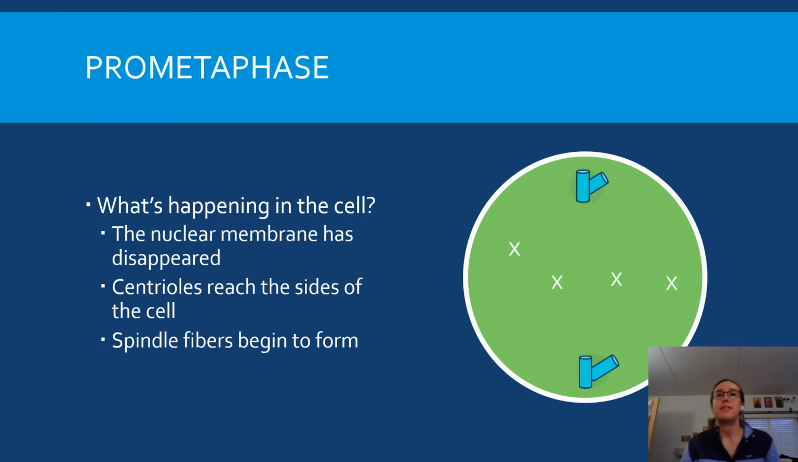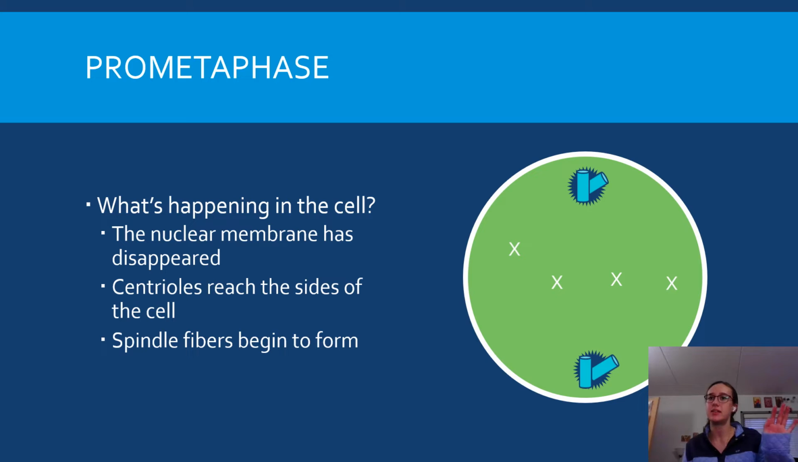Okay, so prometaphase. What's happening in the cell? The nuclear membrane by this point has completely disappeared. The centrioles reach the sides of the cell and they start to send out these spindle fibers. And the spindle fibers are kind of like ropes. They're going to reach out and attach onto the chromosomes and sides of the cell and pull stuff and push stuff around.